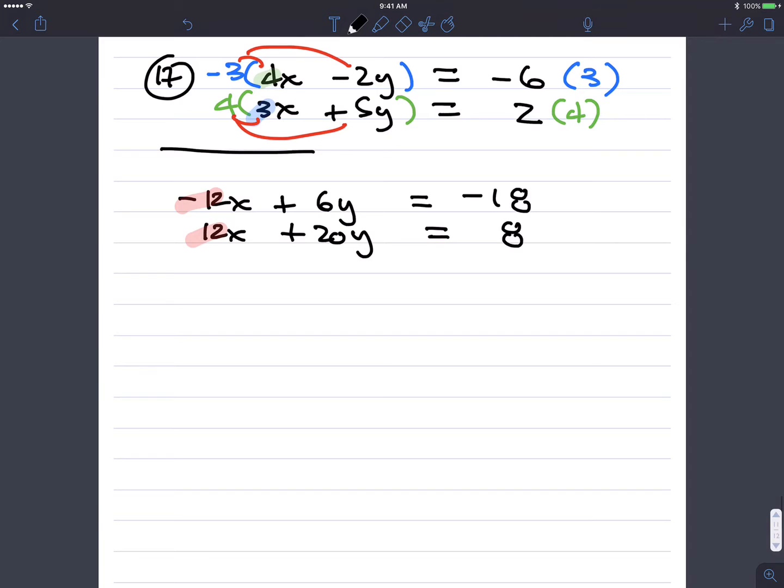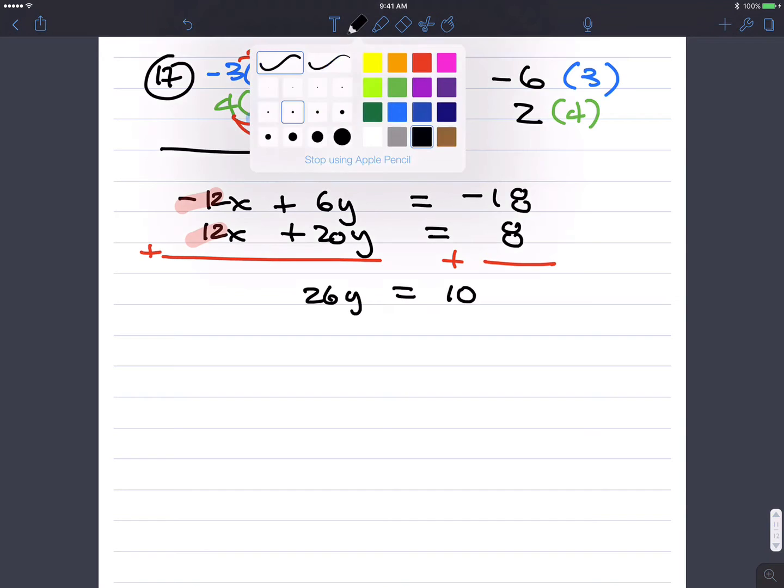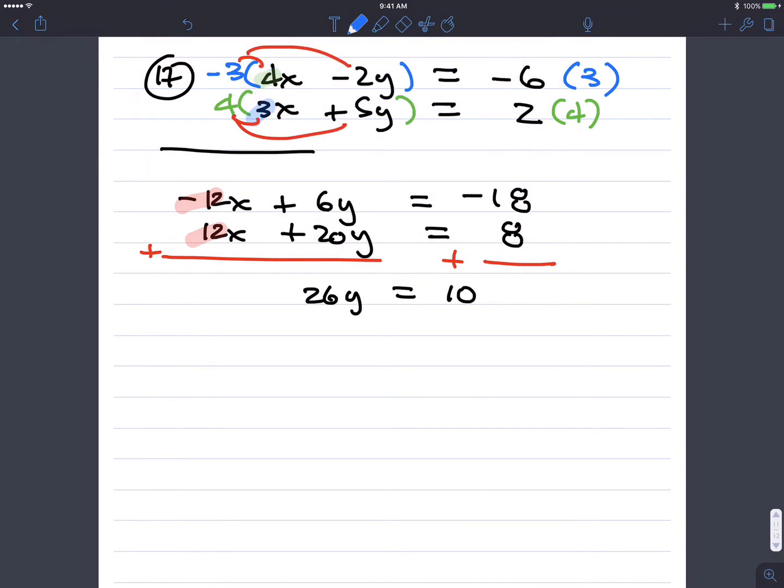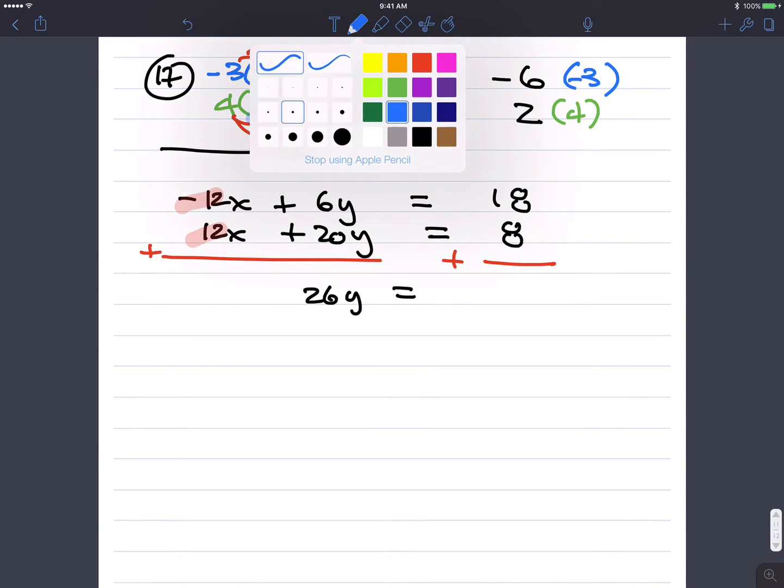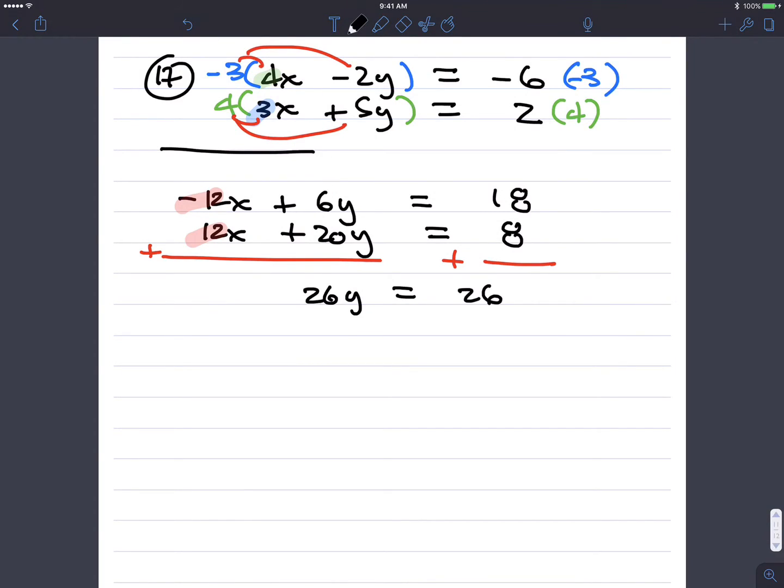Now, by the addition rule, notice again, the x variable is eliminated. We have 26y equal to 10. Now let's double check everything to make sure that we did things right. Negative 3 times 4, negative 3 times positive 2. Here's the problem. Found something. This is negative, which makes this positive, which makes 18 plus 8 actually 26.